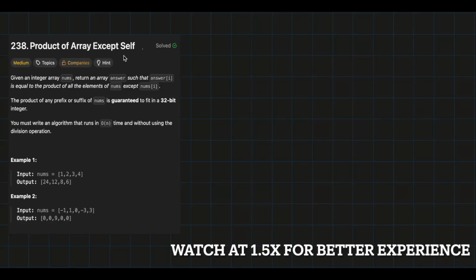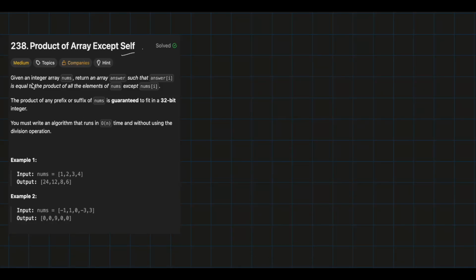So the question is product of array except self. Given an integer array nums, return an array answer such that answer of i is equal to the product of all the elements of nums except nums of i. So basically we need to write an algorithm that must run in O of n time without using the division operator, because if we would have used the division operator then it would have been very easy.